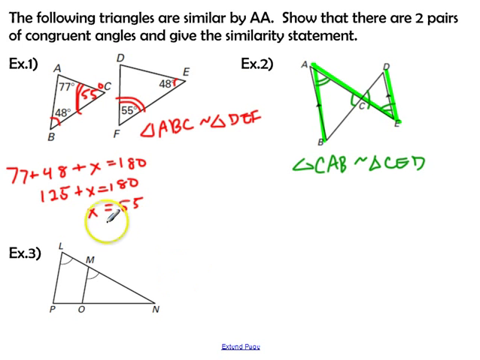Now on this last one, I want you to be careful because we have overlapping triangles, and we've talked about those before as well. So here we have a pair of congruent angles, and if you take a look at these two triangles, they actually share angle N. So there are our two congruent angles. So we have triangle, if I go LNP, that's going to be similar to triangle MNO.